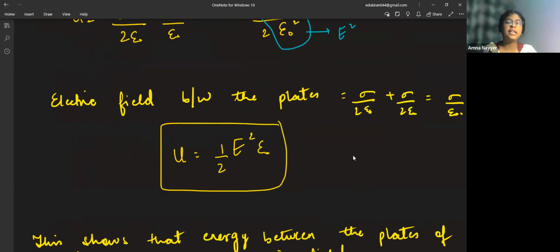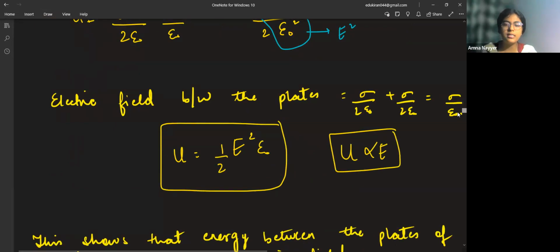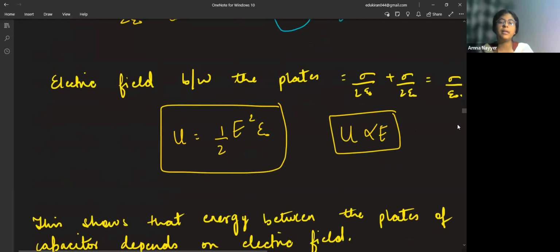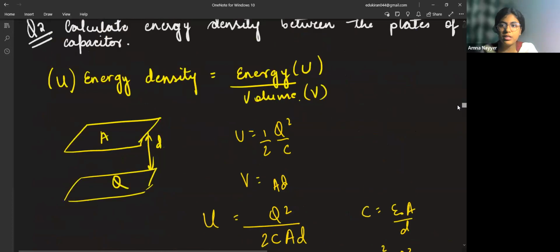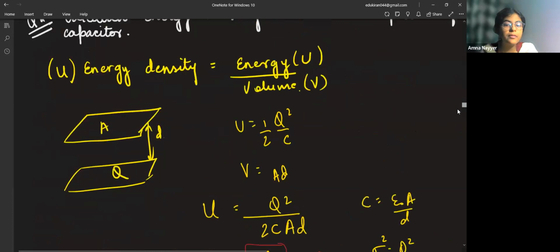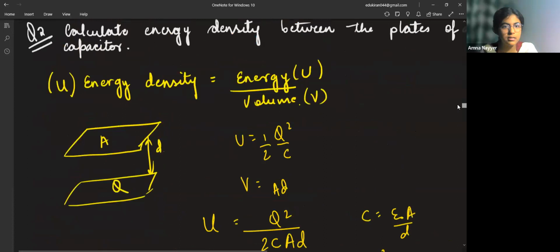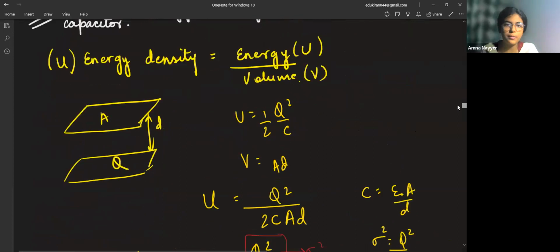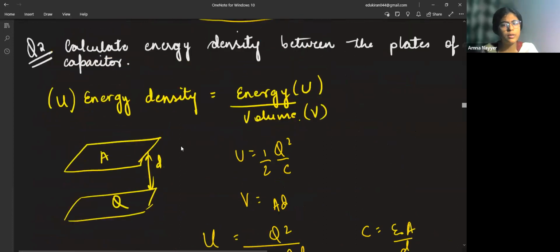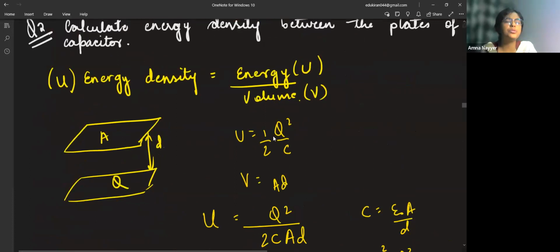So energy density between the plates is directly proportional to your electric field. Sometimes this question is also asked: what is the relation? So you can mention, this shows that energy density between the plates is directly proportional to electric field. Quickly note this down. And this is potential energy per volume. Yes, energy per unit volume, that is your potential energy per volume. You can use any of these formulas, but we have used this, so we are obtaining this answer. Ultimately, you'll obtain the same answer only, but try to start with this formula only. It would be very simple for you.